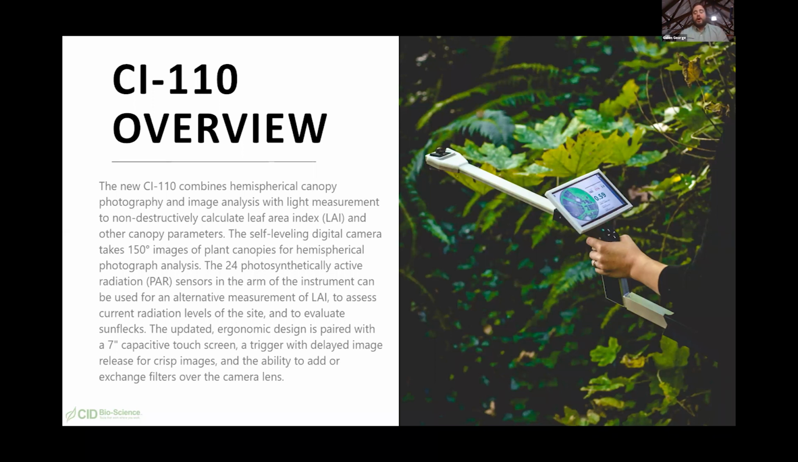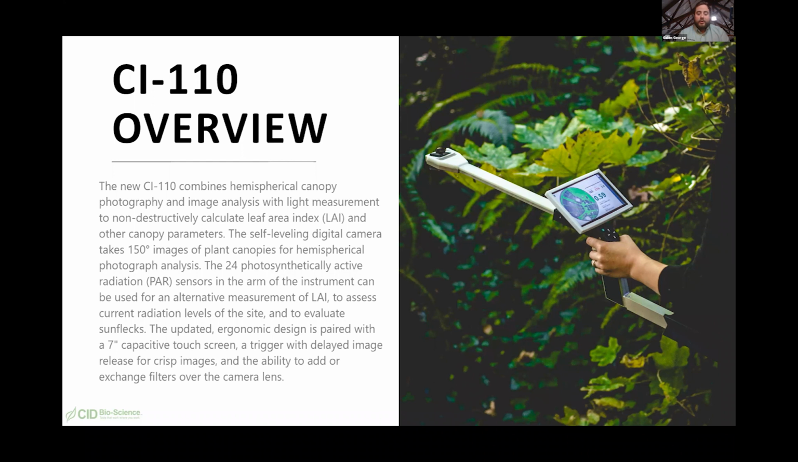And also the arm of the instrument is lined with 24 photosynthetically active radiation sensors, or PAR sensors, which can be used as an alternative measurement of LAI and to assess current radiation levels at the site, and also to evaluate sunflex. So our newest updated design is an all-in-one device, as opposed to a separate wand and computer unit.